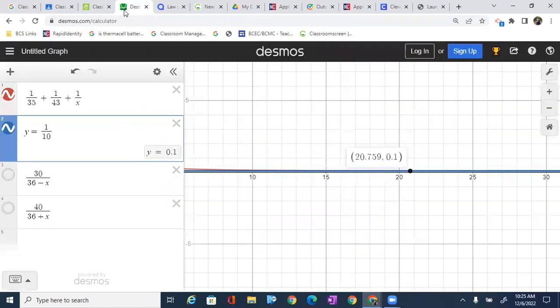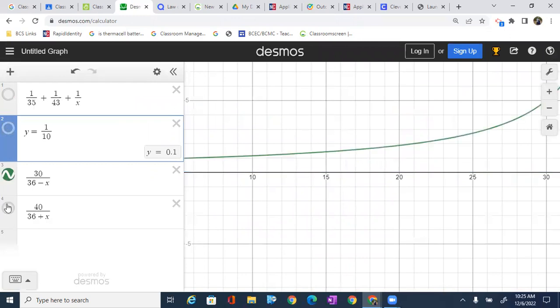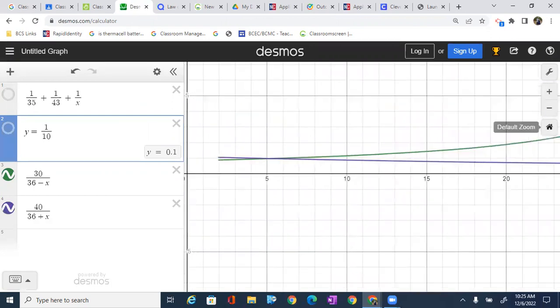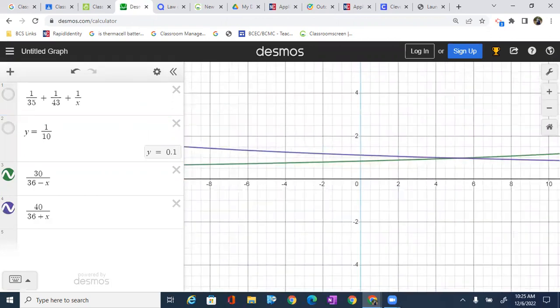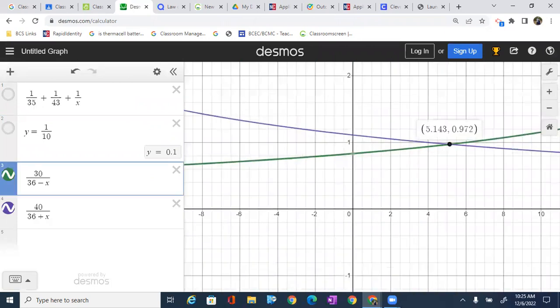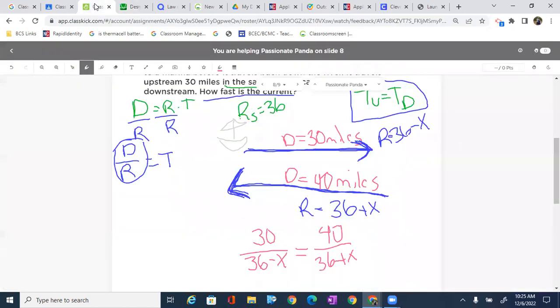I'm going to come back over here, go into our graphing program, and type that in. I'm going to type in the next one and go back to the home screen. I'm going to look for where they intersect because that's where they're going to be equal. And you'll notice it says x equals 5.14. And what does x represent? X represents the current. So the current is going to be 5.14 miles per hour.